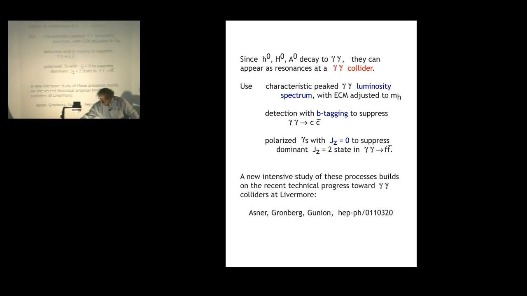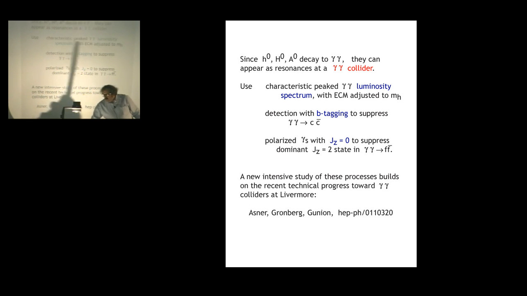Well, finally, let me discuss the appearance of the Higgs in gamma-gamma. Since H0 and also the heavy neutral Higgses decay to gamma-gamma, they can be found as S-channel resonances at a gamma-gamma collider. The decay widths are very small. Remember, these branching ratios are 10 to the minus 3 typically. But if you see it as a resonance in the S-channel, you get that factor of 1,000 enhancement back, and you come to something that's of order 1 with respect to other standard model processes.